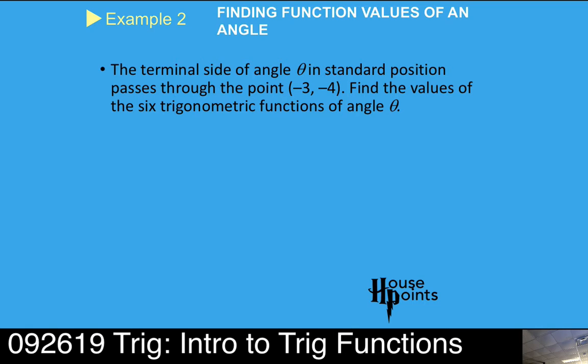And what are the other 5? Cosine, tangent, and then, wait, I don't know what else comes. The other three are cosecant, secant, and cotangent. Yep, that's right. Cosecant, secant, S-E-C, and cotangent. That's right.